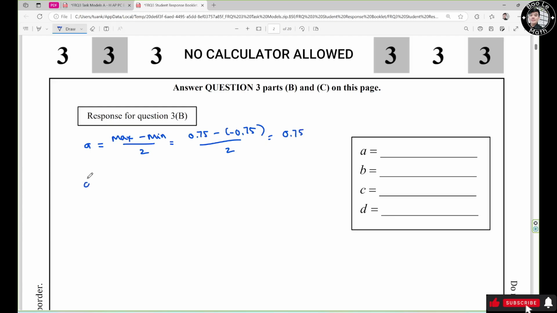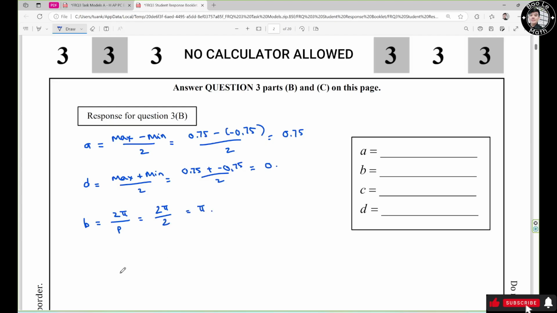Now, d is the midline, which means maximum plus minimum divided by 2. It's going to be 0.75 plus negative 0.75 divided by 2, so it's going to be 0. Next one, you need to solve for b. b equals 2 pi divided by period, so it's going to be 2 pi divided by 2. It's going to be pi.